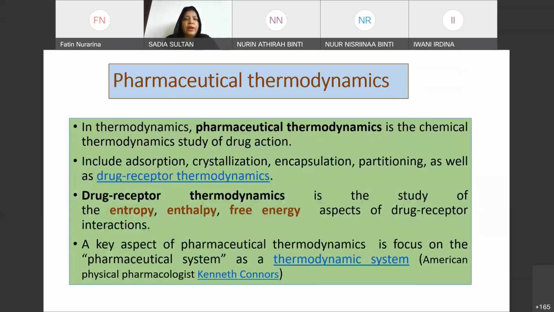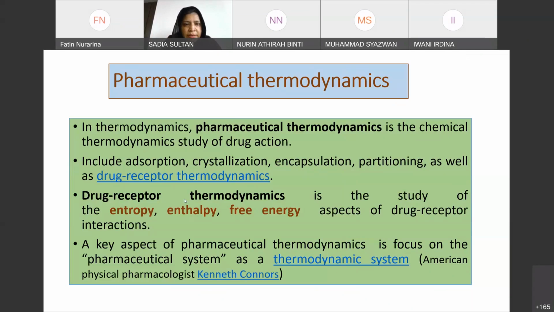Okay. So pharmaceutical thermodynamics. Pharmaceutical thermodynamics is the chemical thermodynamic study of the drugs. So how we study drug solubility, stability, and drug interaction, all this comes under pharmaceutical thermodynamics, right? And it includes absorption, crystallization, encapsulation. So how we make it a good drug, right? So it can be a good drug receptor thermodynamics. We should study its absorption, crystallization, encapsulation, and partition as well.